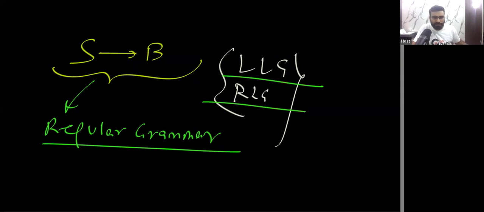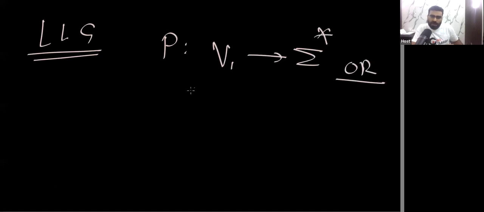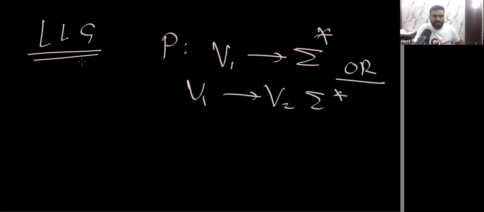Just apply the definition of LLG and the definition of RLG. Remember what LLG says. Left linear grammar says that every rule must be like this: a variable goes to a sequence of terminals, or a variable goes to another variable followed by a sequence of terminals. This is LLG. So on the RHS we must have at most one variable, and that variable must be in the leftmost position.